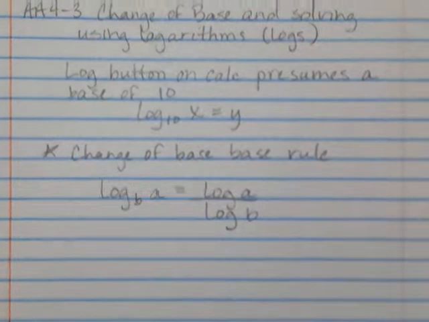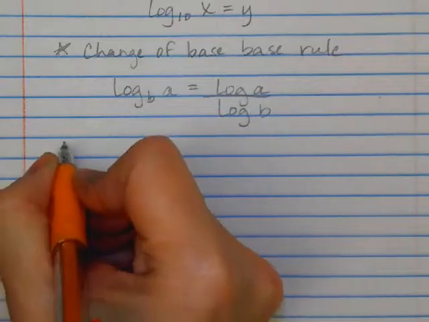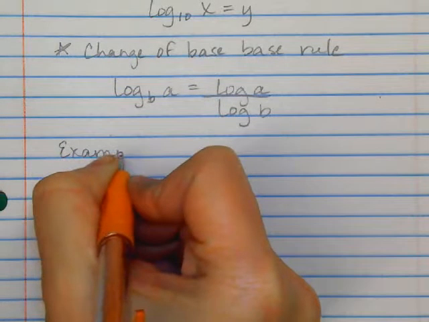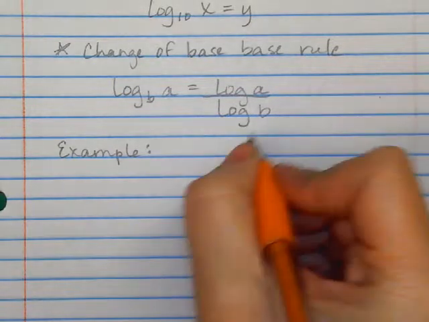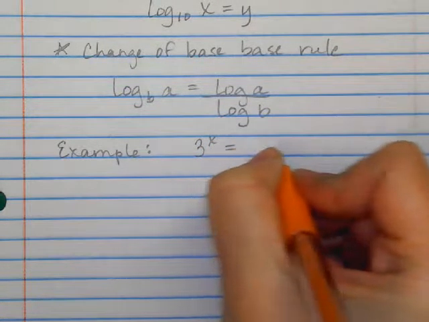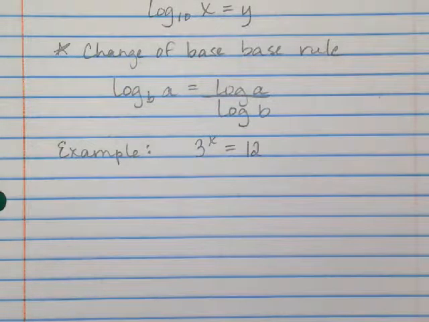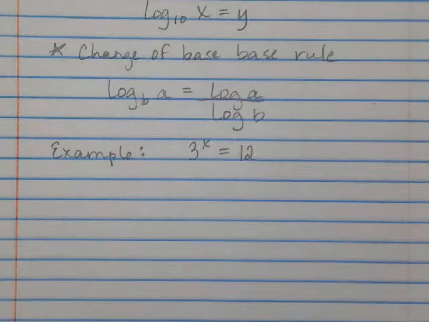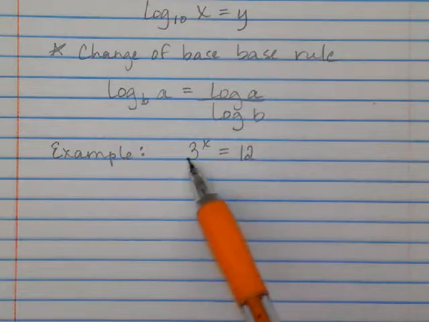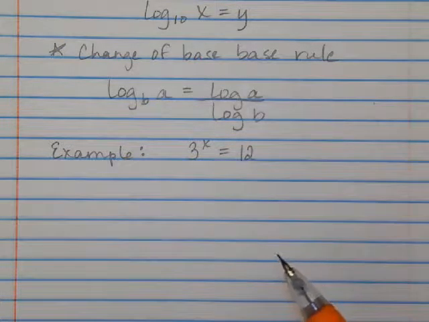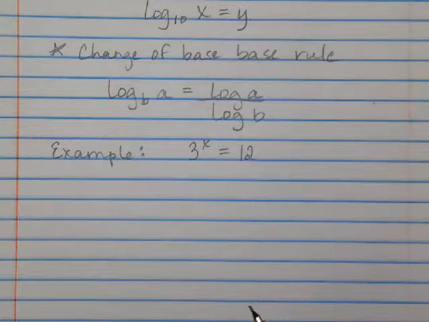So the way I'm going to use that, if I have, for example, 3 to the x equals 12, my answer is not going to be a whole number. It's going to be between what two numbers? Two and 3, because 3 to the second is 9 and 3 to the third is 27. And we're not going to be able to get a terminating decimal or anything like that. We're going to get it as close as we can.